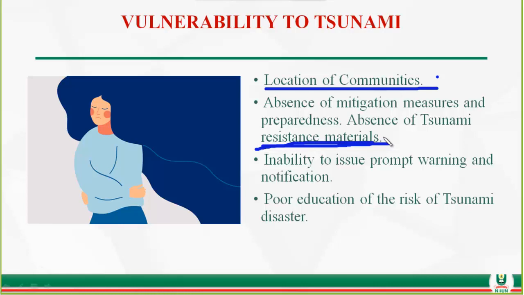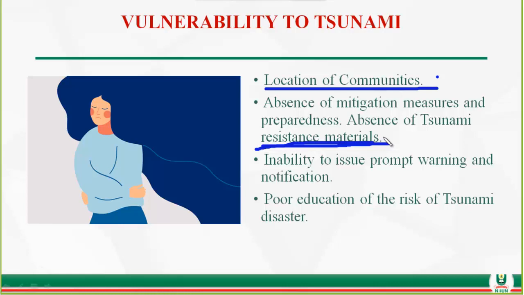Inability to issue prompt warning and notification. Because tsunami cannot be predicted easily, for you to avoid the risk or danger of suffering any harm, you must be prepared to issue swift warning and notification to inhabitants. Any community that lacks that capacity is likely going to suffer some casualties or become highly vulnerable to the event of tsunami.